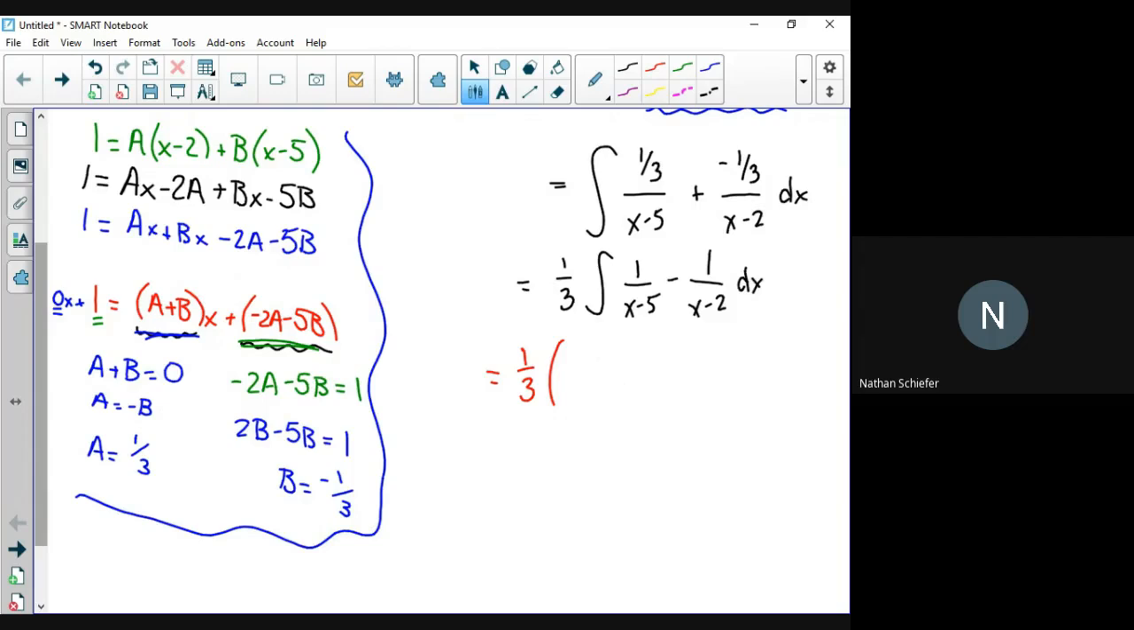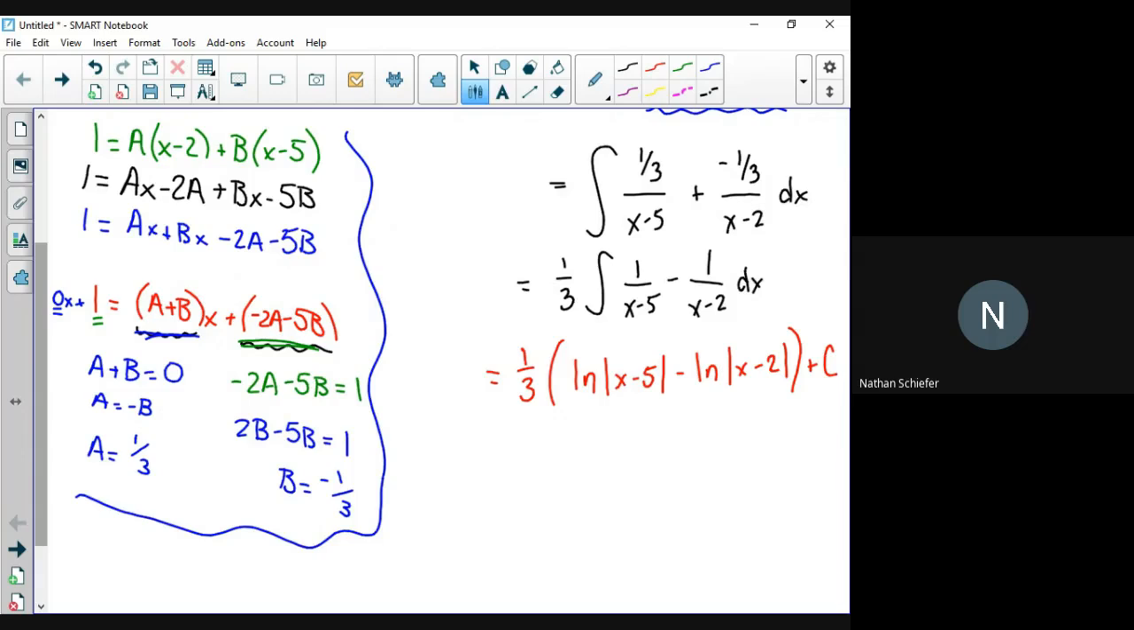And I have a 1 over something to the first power. That's an ln. So that's the ln of the absolute value of x minus 5. And I really don't have to worry about substitution because the derivative of that denominator is just 1. And then I'll have minus the ln absolute value of x minus 2 plus a constant.